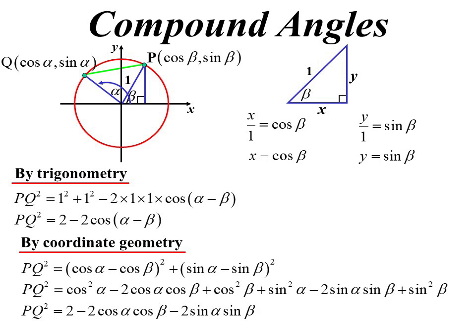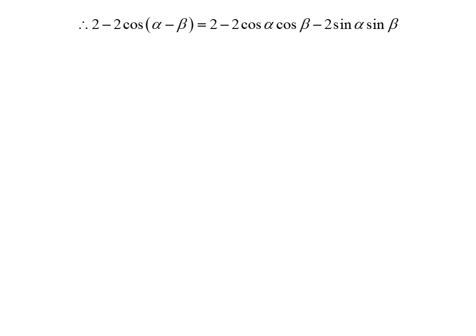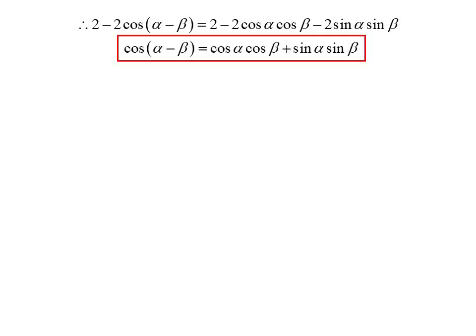Now, why on earth was I interested in that distance? Actually, I'm not. I'm more interested that those two things have to be the same. They both came up as expressions for PQ squared. So I now know that 2 minus 2 cos(alpha minus beta) is 2 minus 2 cos alpha cos beta minus 2 sine alpha sine beta. From there we get the first of our compound angle formulas.